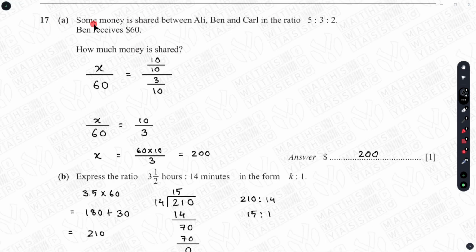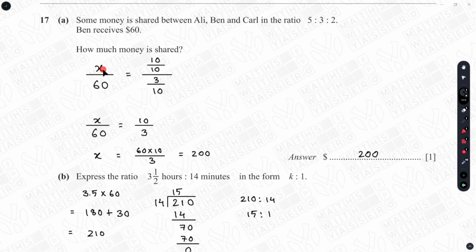Question number 17. Some money is shared between Ali, Ben and Carl in the ratio 5:3:2. Ben receives $60. How much money is shared? I'm using the proportion method to solve this question. If I add these ratios, it will be 5 plus 3 plus 2, which is 10. The question is asking to find out the total amount. I'm considering that to be x.